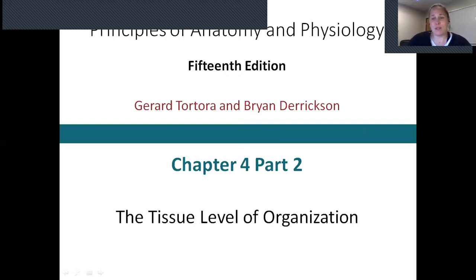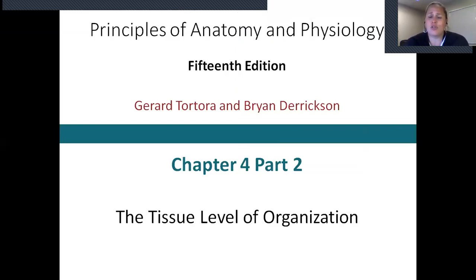Today we'll be talking about Chapter 4, Part 2. In Chapter 4, Part 1, we discussed epithelial tissue. In Chapter 4, Part 2, we'll discuss connective tissue, muscular tissue, and nervous system tissue. Although our discussions of muscle tissue and nervous system tissue will be fairly brief, given that we'll be discussing them far more in depth when we get to those chapters that are discussing specifically those topics.